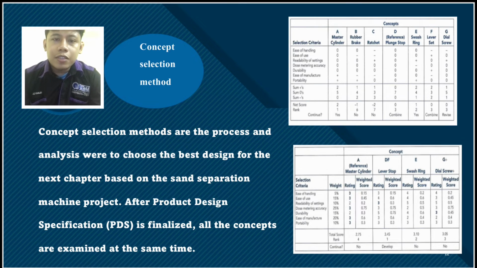Next, the method used to design this project machine is the concept selection method. This is the process and analysis to choose the best design for the next chapter, based on the sand separation machine project. After the product design specification is finalized, all the concepts are examined. Below are two pictures that differentiate the concept screening matrix and the concept scoring matrix.